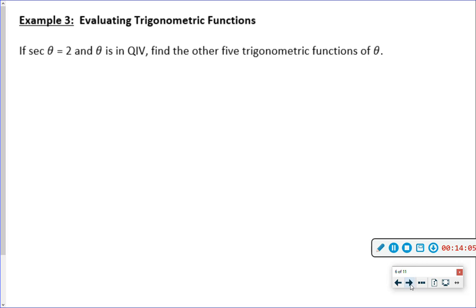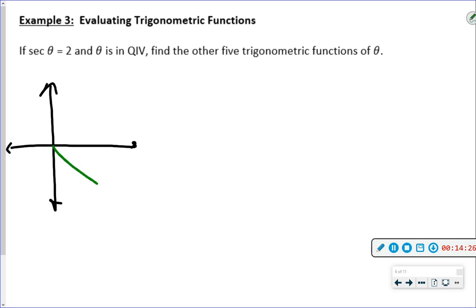If secant of theta is 2, it's in quadrant 4. I just cringe because you need the other 5. Okay, so we got to write a lot of fractions. All right. Quadrant 4, so kind of like the last one, I'm just going to draw a big quadrant 4 here. Since they specifically tell you where you're at, who cares about the other quadrants? Right angle always with the x-axis. We don't know if it's a special angle. Who cares? We're all about the sides here.